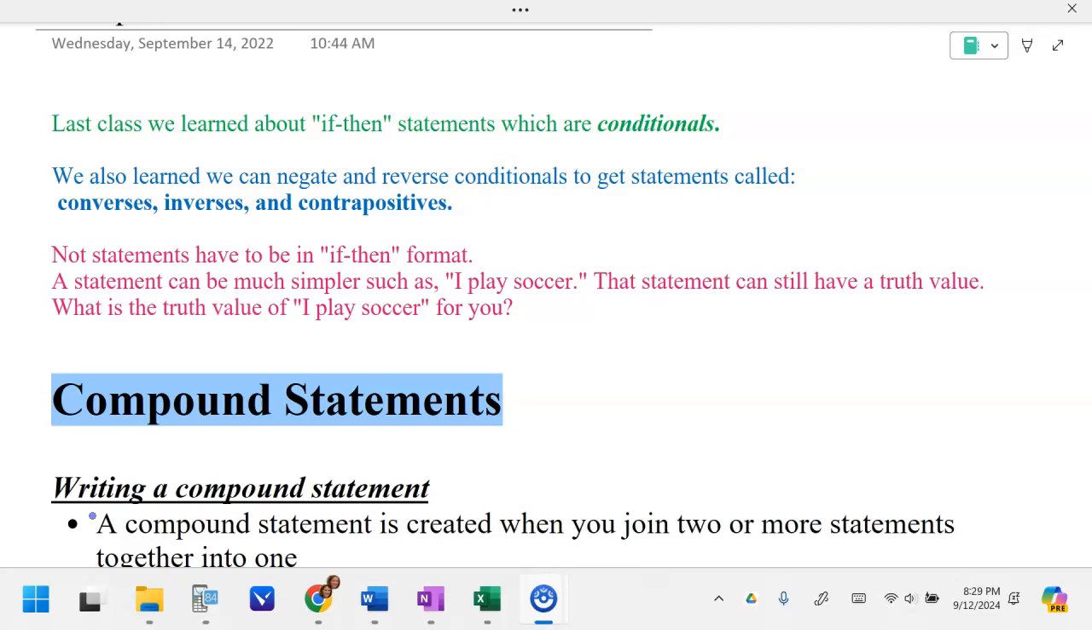Now, all conditionals are statements, but statements do not have to be in an if-then format, kind of like we could have a statement saying, I play soccer. And there is a truth value of that for each of you, because think about it. Do you play soccer or not? For me, the answer would be false for that statement because I don't play soccer. But for some of you, you do play soccer, so that would be a true statement.